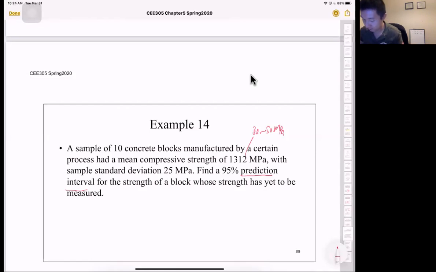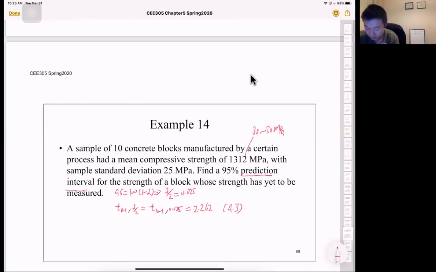Asking for a prediction interval, we just use the equation in section 5.9, the prediction interval for the strength of the block whose strength has yet to be measured. First of all, we can calculate the parameters. Because this is a 95% prediction interval, 95% equals 1 minus alpha, so half alpha will be 0.025. So the t-value with n minus 1, that is 10 minus 1, degrees of freedom and 0.025: from table 8.3, we can get this value, 2.262.